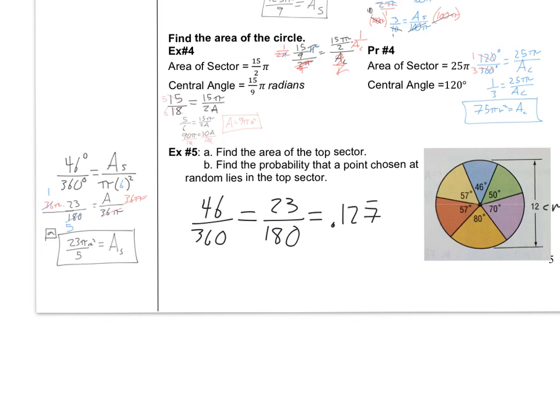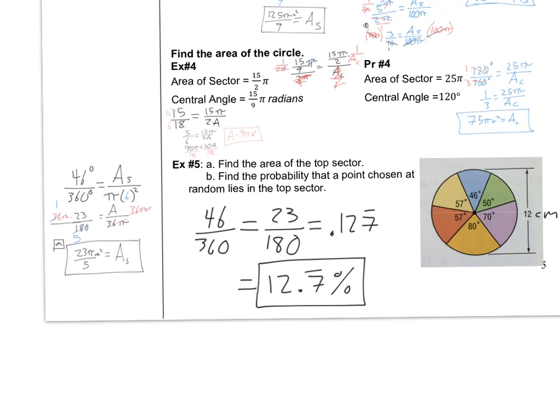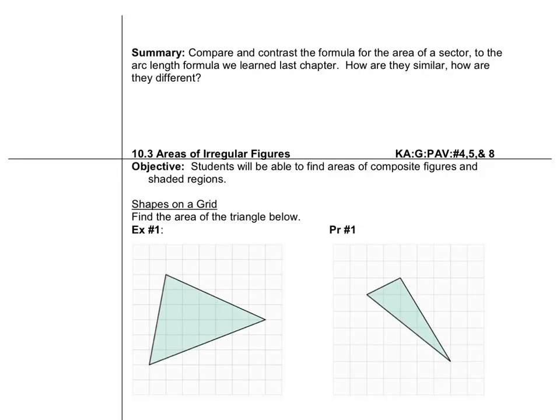0.127 repeating. Or, if we were to convert that to a percentage, 12.7 repeating percent. And so that's typically how we write probability. We usually talk about it in percentage. And so we could say if we chose a point at random here, there's a 12.7 repeating percent chance that it would land in the blue area. All right, fun problem, guys. Let's go to the next page.